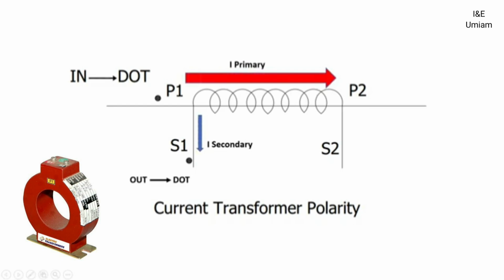All right, so this is how we mark also in most of the cases. We mark S1 as red and S2 as black. All right, now see, if the current direction is like this, the secondary current will be S2 to S1.